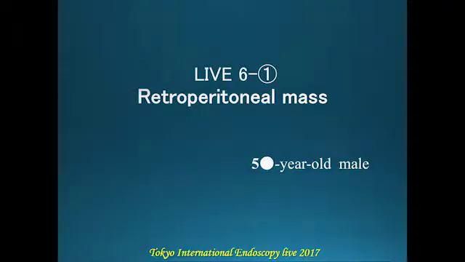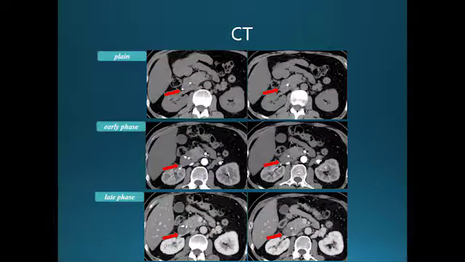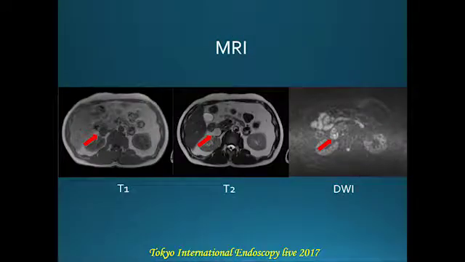The next case is a 52-year-old male with a retroperitoneal mass. The patient presented with epigastric pain. A CT scan was performed and revealed an incidental finding of a retroperitoneal mass lesion adjacent to the right renal vein. The patient was scheduled for EUS FNA. We give the floor to Dr. Rosawa in the endoscopy room.